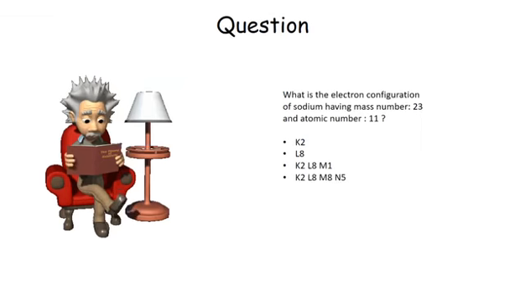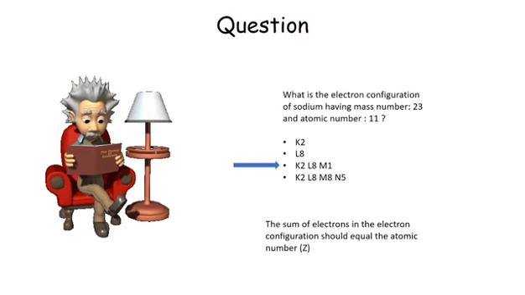Question: what is the electron configuration of sodium having a mass number of 23 and an atomic number of 11? Pause the video and try to solve it yourself. The sum of electrons in the electron configuration should equal the atomic number Z.